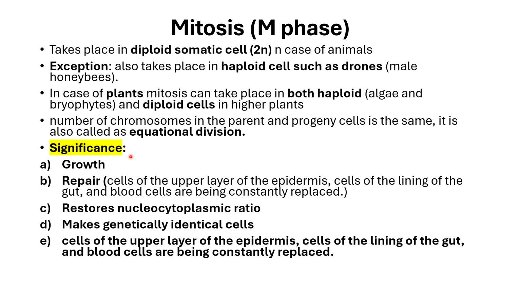Now, what is the significance of it? The significance of mitosis is growth. Wherever we need growth of new cells, and we need to repair the cell. For example, cells of the upper layer of epidermis, cells of the lining of the gut, or the blood cells that are constantly replaced with the help of mitosis. Now, this mitosis is also helpful to restore the nucleocytoplasmic ratio, and it is very important wherever we need to make genetically identical cells. So these are all the significance of mitosis.